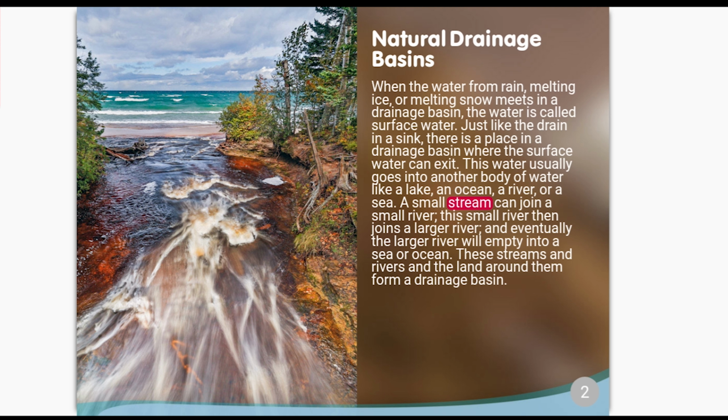A small stream can join a small river. This small river then joins a larger river, and eventually the larger river will empty into a sea or ocean. These streams and rivers and the land around them form a drainage basin.